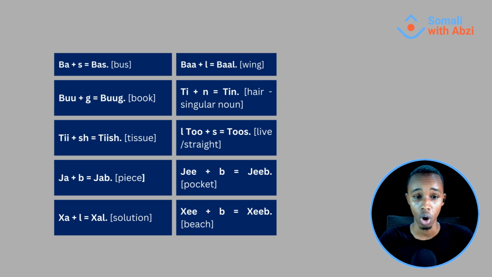Let's do it. I'll ask you, so try your best, and I will say after you try it. We have ba plus sa. What would be that word? Can you say it? Okay, that word is bus. Ba, sa, that's easy. Bus. What about ba plus la? All right, that would be bal. What about bu plus ga?